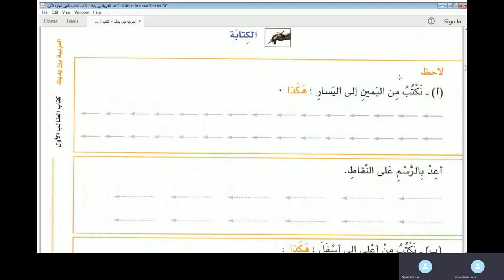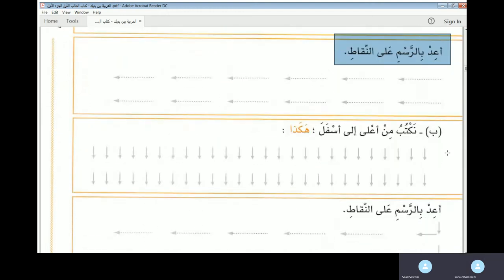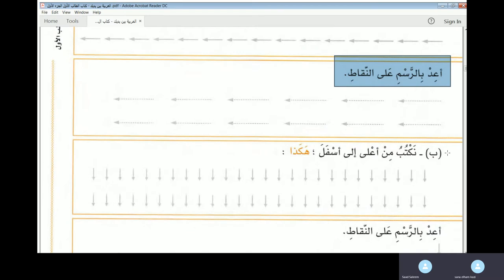What is this? Naktubu, we write, min al yamini, from the right, to the left. As you know, in English we start writing from the left to the right side, but in Arabic we start writing from right to left. So this is different. Yamin means right, and yasar means left. Okay, next.